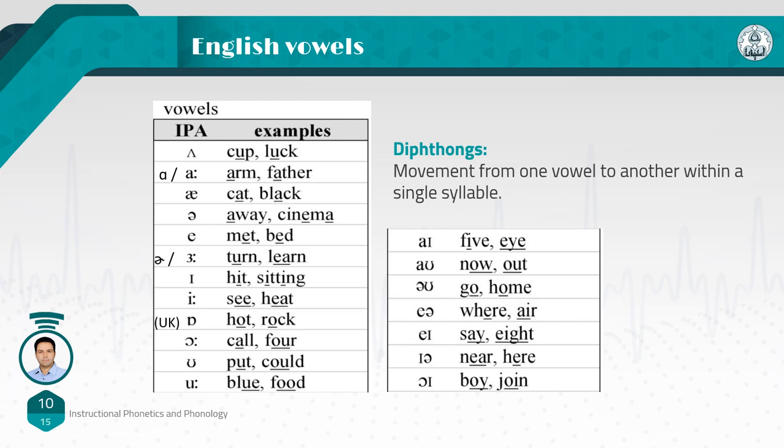Next is e, like met or bet. The symbol is just like the letter e in English. Next is again e, but as you can see in this table, there is a colon after it. It shows that it is a long vowel, like turn or learn. If you pay attention, you can see that there is another symbol beside it on the left side. It is like schwa and something is attached to it. This is used in American pronunciation, and this symbol is called schwar, because it is like schwa, but something is attached to it. This shows the sound of re in American English.